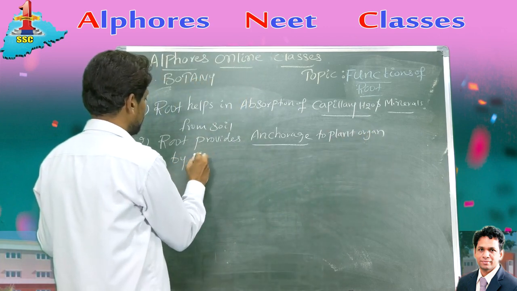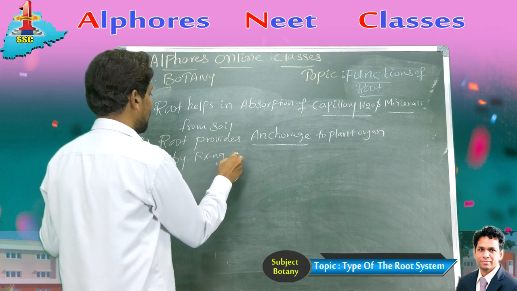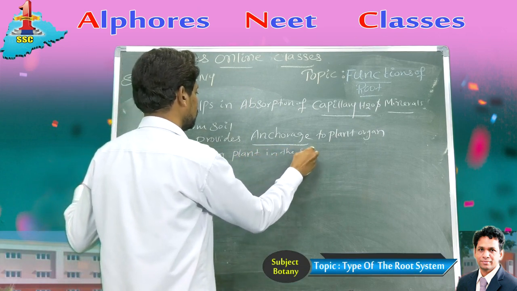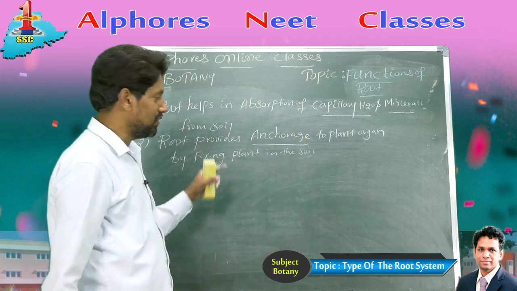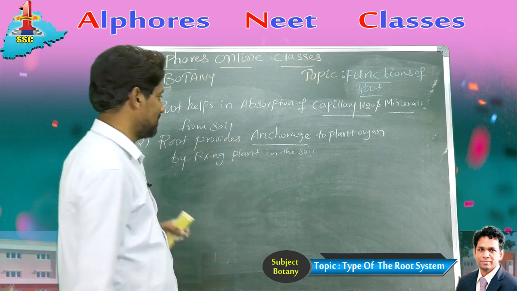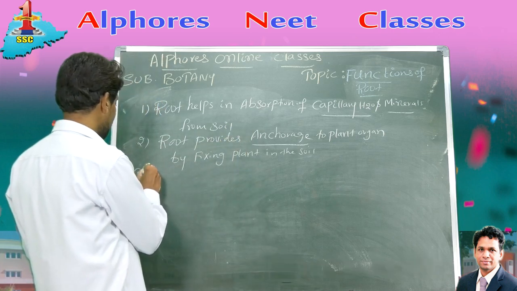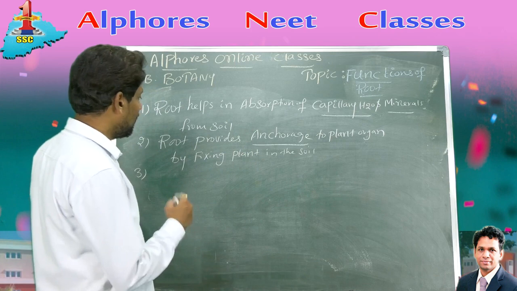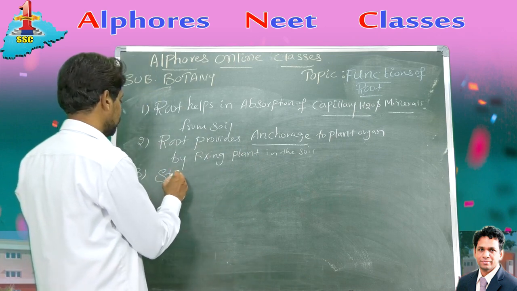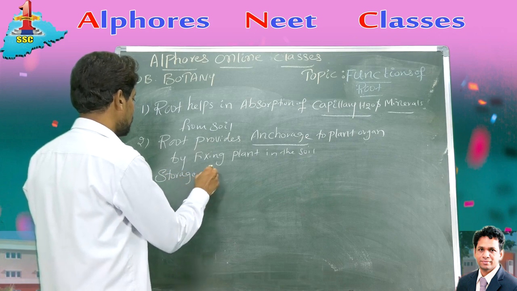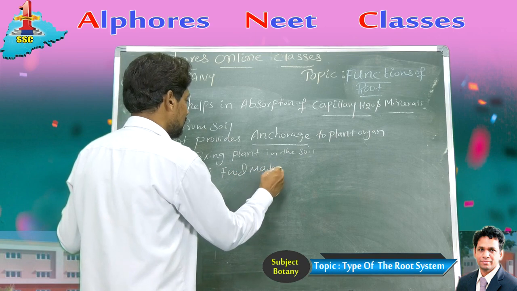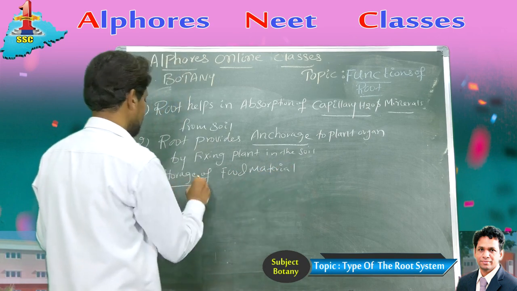How? By fixing what? The plant where? In the soil. Therefore, by fixing the plant in the soil, a root provides anchorage to the plant organs. Is it okay? Right. Next, number 3. Go for the third one. What is it, sir? Storage of food. Root helps in storage of what, sir? Food materials. Root helps in storage of food materials.